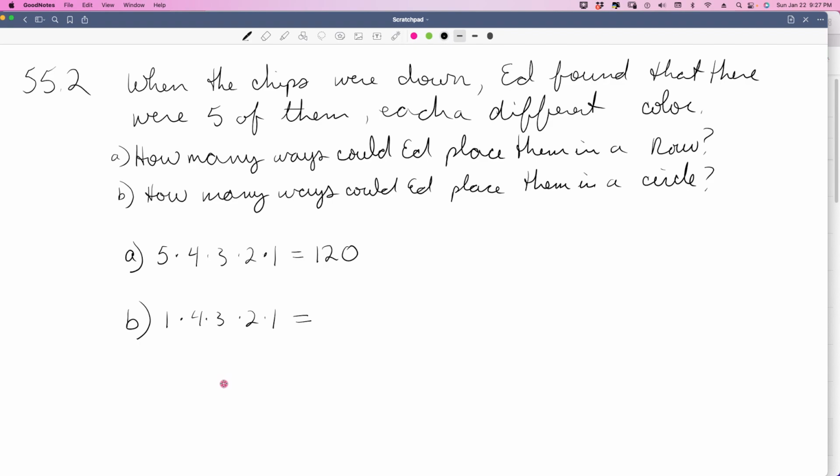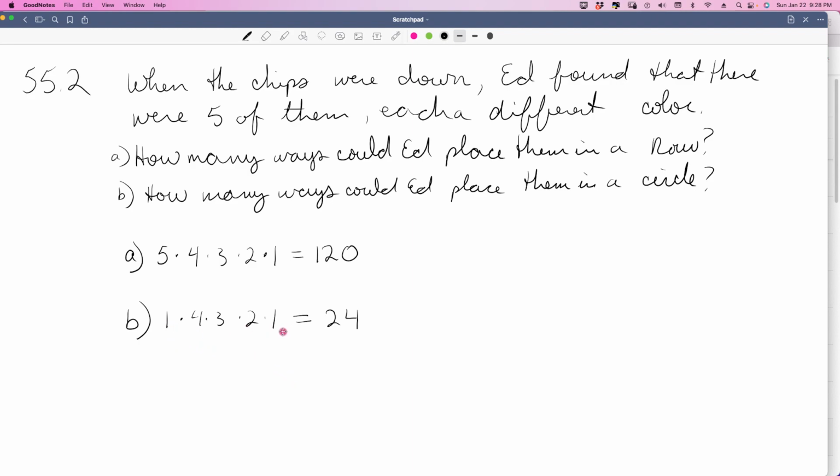In a circular permutation, we start with 1, and then we have 4, 3, 2, 1 times each other. That'd be 4 times 3 is 12, times 2 is 24. And that is the number of circular permutations that we could have.